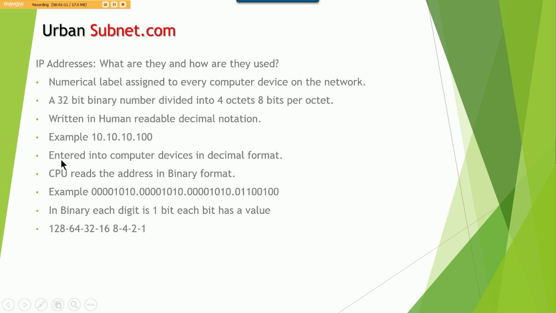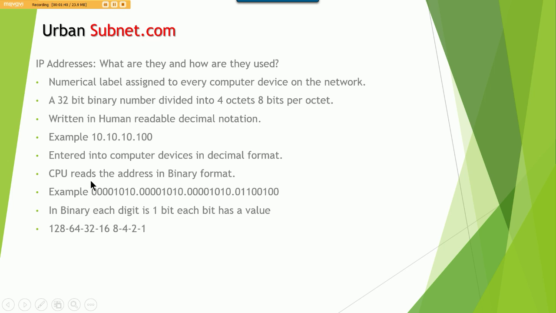IP addresses are entered into the computer device in decimal format also for the very same reasons that it is easier for us to read and write the decimal format, and it also reduces the amount of mistakes that may be made. If we had to enter the IP address in binary, we would probably make a lot more mistakes when trying to enter this information into the computer. So it is entered in decimal format also.